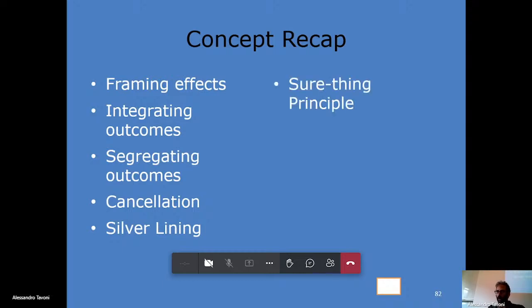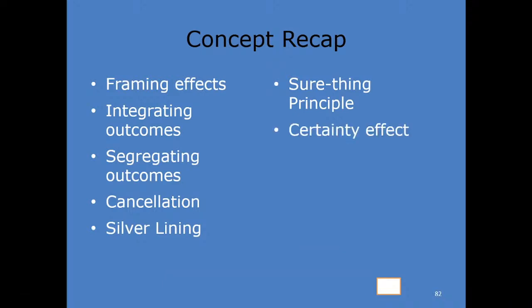And then the sure thing principle, the fact that outcomes that are sure across different bets should not matter, yet they do. We have seen the violation of the sure thing principle both in the Allais problem and in the Ellsberg paradox.